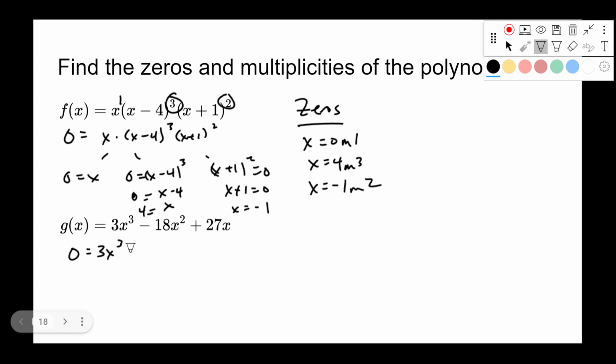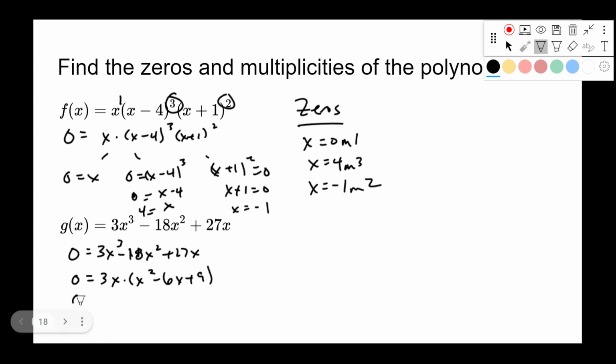Now, g is not factored, so we're going to have to factor this one first. This should be 18x squared plus 27x. Okay, let's factor it first. We can take out a 3x. That's in common in all of them. We have x squared minus 6x plus 9.